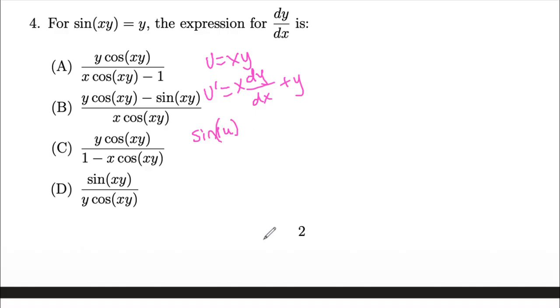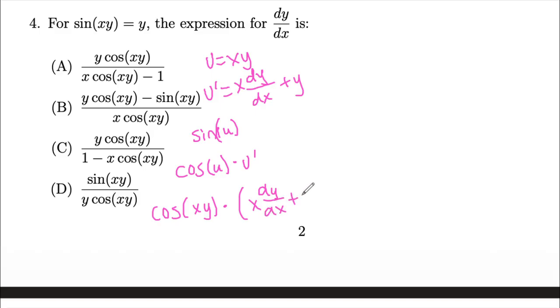And then if we took the derivative of that using the chain rule, we would get cosine of u times u prime. So let's go ahead and plug back in. That would give us cosine of xy times x dy/dx plus y. Now let's take the derivative of the right-hand side, and the derivative of y is just 1 dy/dx. All right, now let's use algebra.